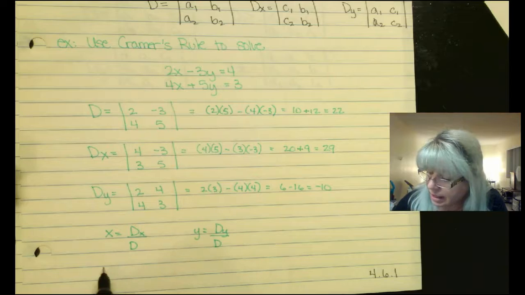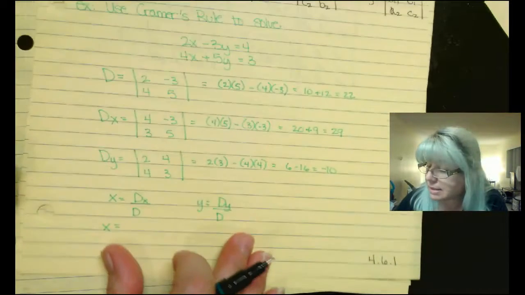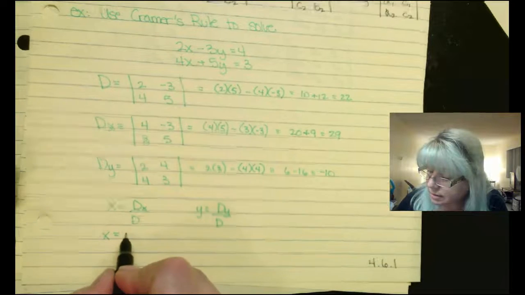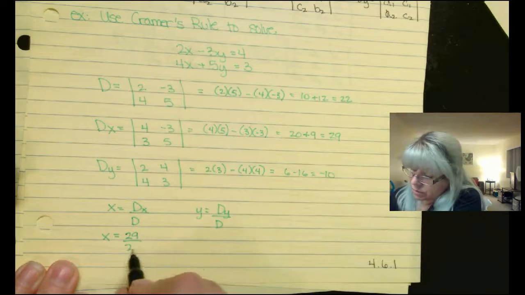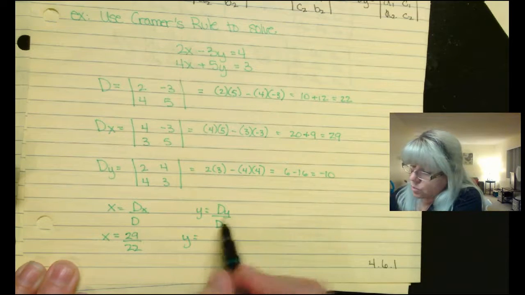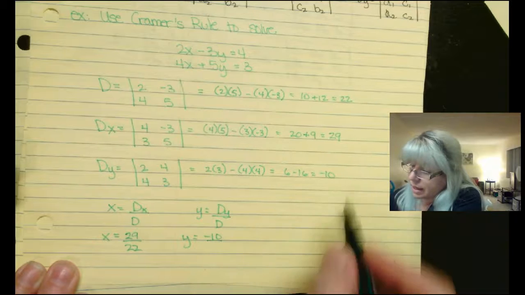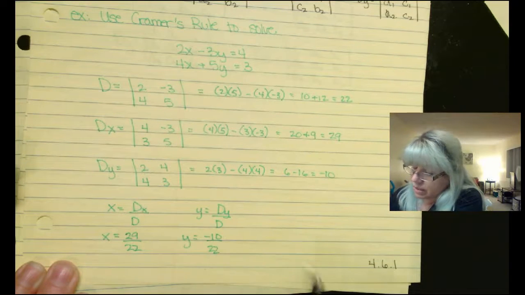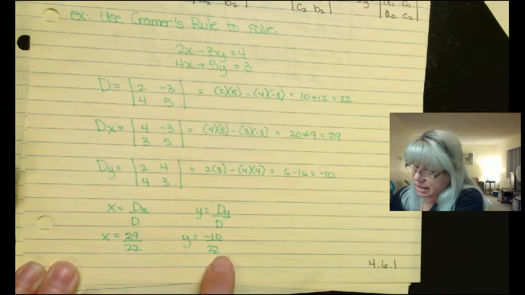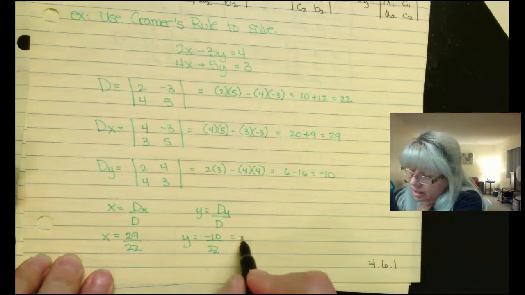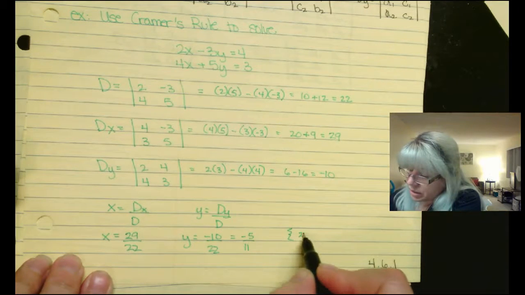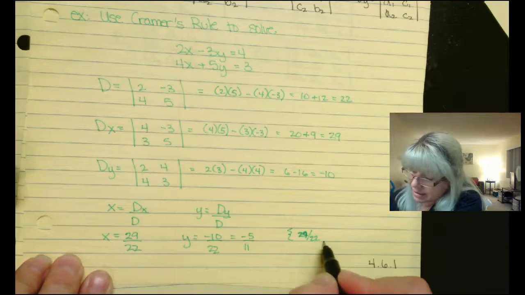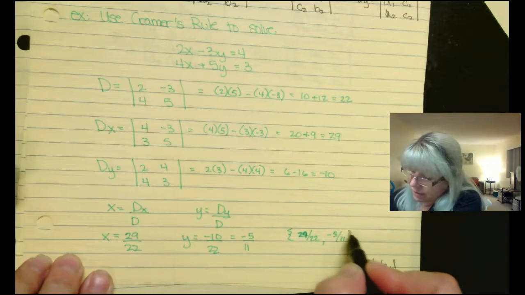dx was 29, d is 22, and dy is negative 10. The only thing I can do here is reduce negative 10 over 22 to negative 5 over 11. So my solution set is 29 22nds and negative 5 11ths.